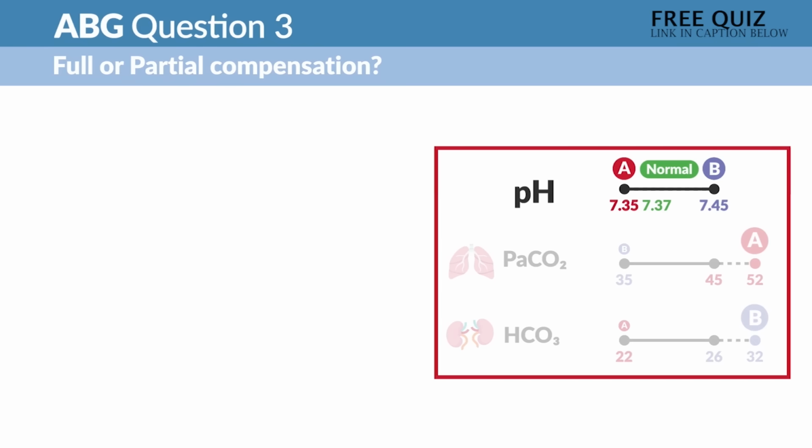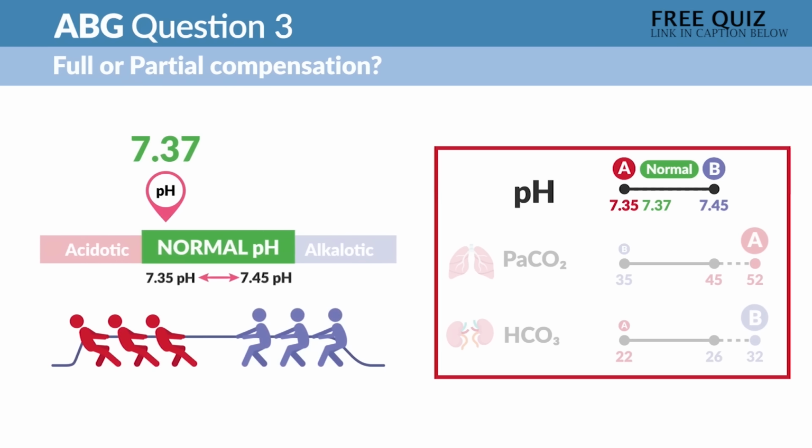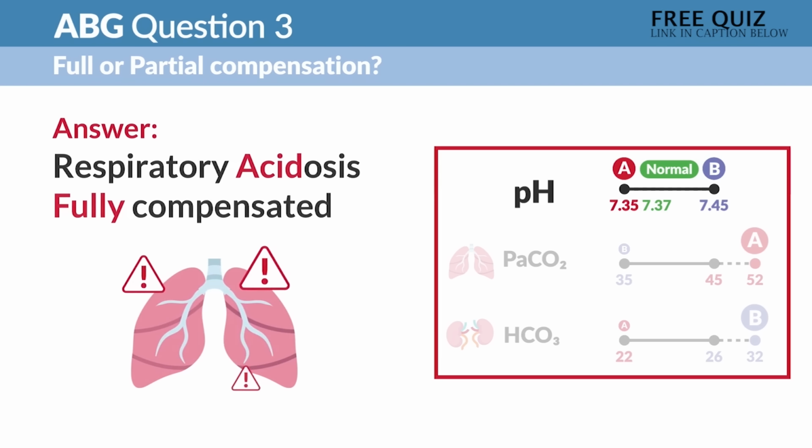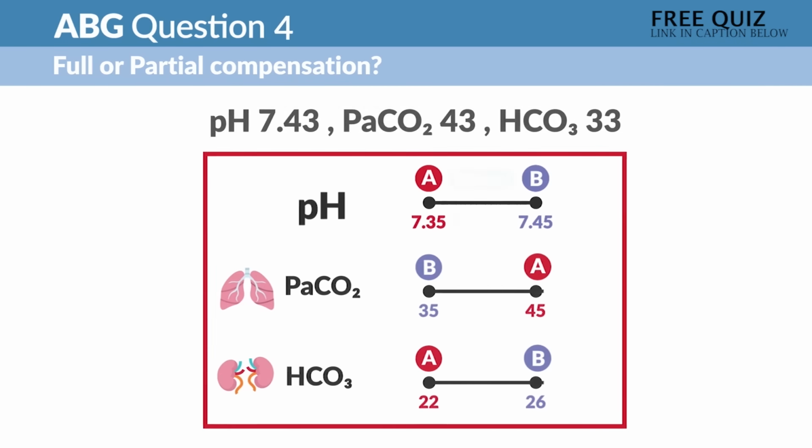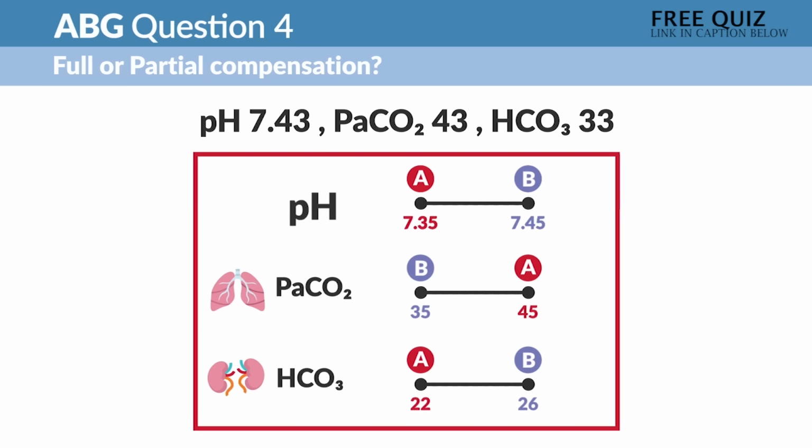Now, step 3, is the compensation fully or is it partial? Well, is the pH normal? Well, yes, it's in normal range. We have a happy baby. So the answer is respiratory acidosis that is fully compensated. Woohoo!